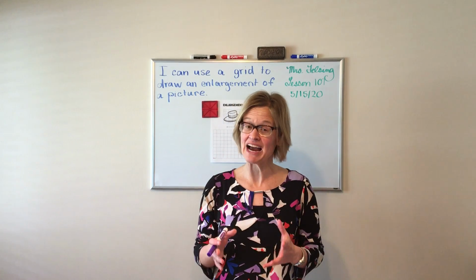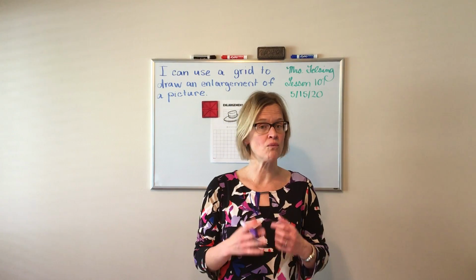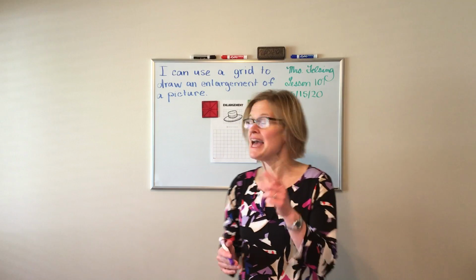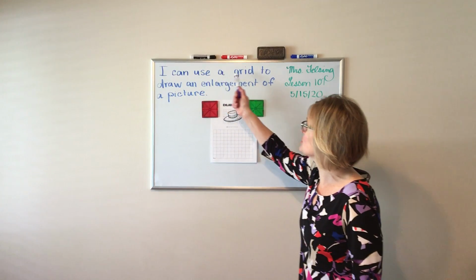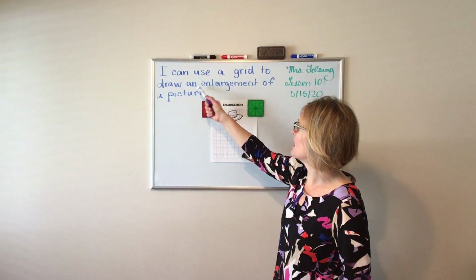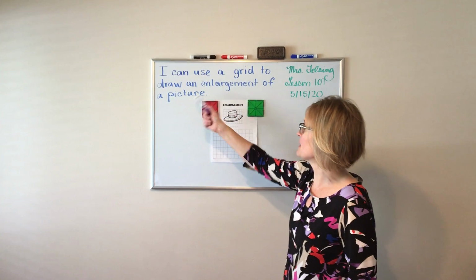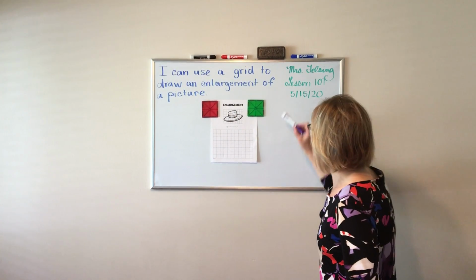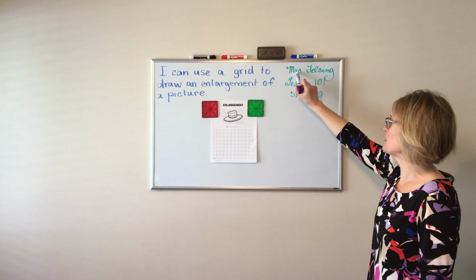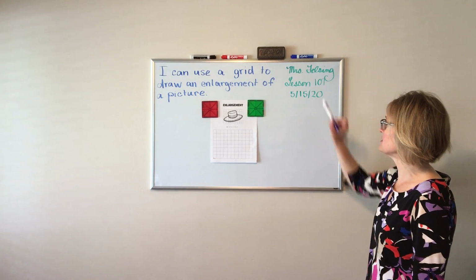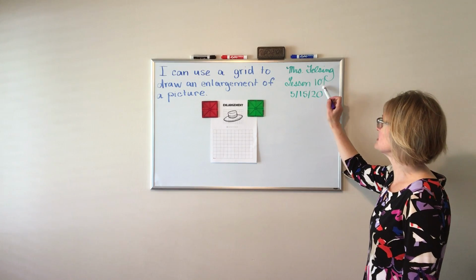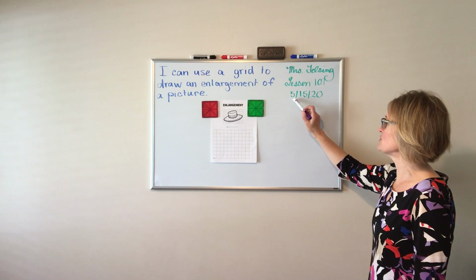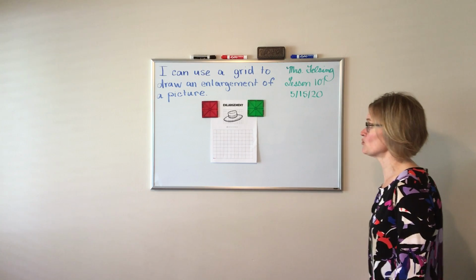Okay? Our I can statement for the day, what are you going to be able to do? And it is, I can use a grid to draw an enlargement of a picture. Okay? So remember, on the right-hand side of your paper, you're going to put your name, the lesson number, which is lesson 107, and the date today, which is May 15th, 2020.